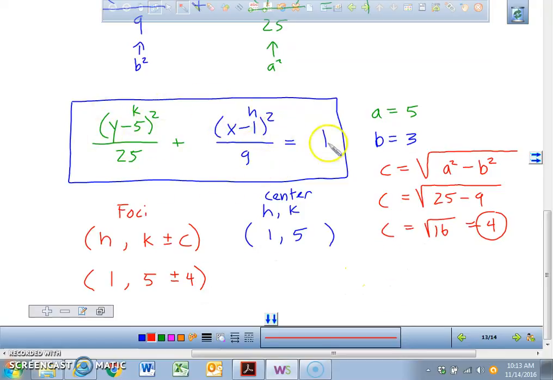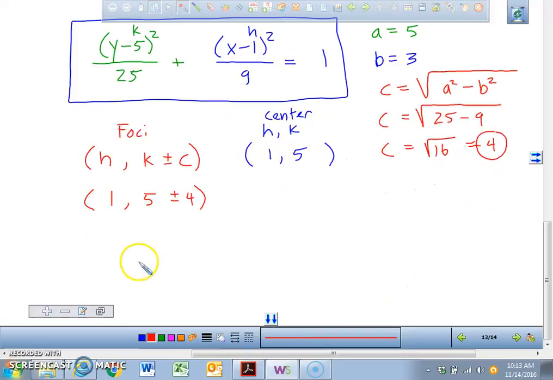Whenever you guys leave this out, it's a common mistake, and I made it too. This right here is your K value. This right here is your H value. So if you lead out with the Y's, make sure you don't mix up your center of your ellipse. Okay? If you do, make sure you catch it before you write it.